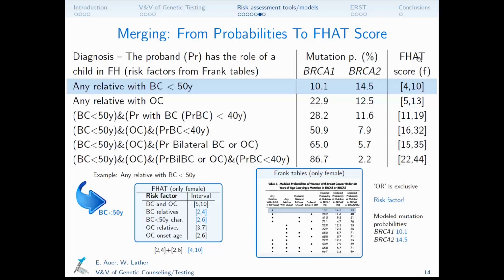So how to compute, for example, the interval score for this case? So we need first to take a look at relatives having breast cancer, female relatives, and then the score would be from 2 to 4. And then because we need to consider any relative with breast cancer under 50 years of age, then we also need to combine the scores from this point of view and see that we obtained here an interval from 2 to 6. Then these intervals need to be added, which gives us the final score in this case.